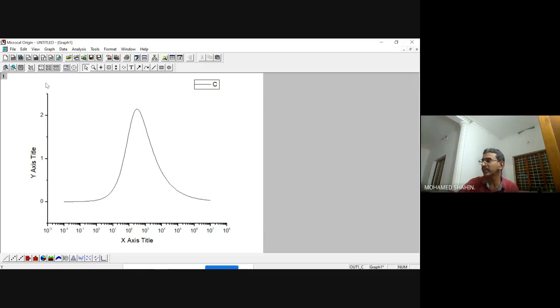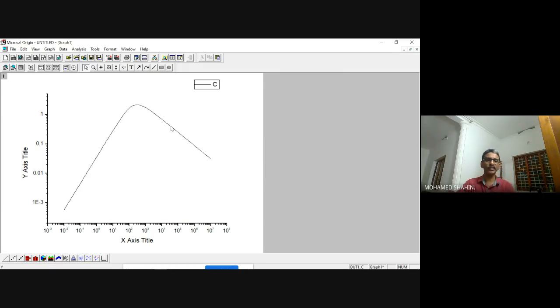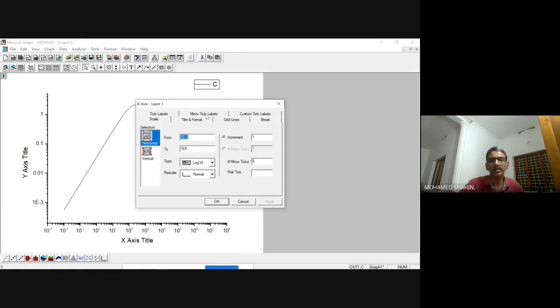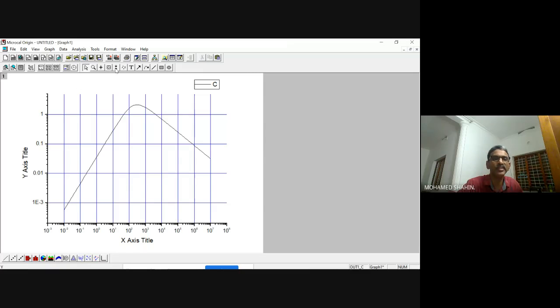Now you can see that if you put the imaginary part also, linear, log 10, apply, OK. Now you can see that what is the slope we are planning to find. Now for getting this, we open the grids, apply, OK. Now you will see we have found some way to find the slope. So what would be the slope here?